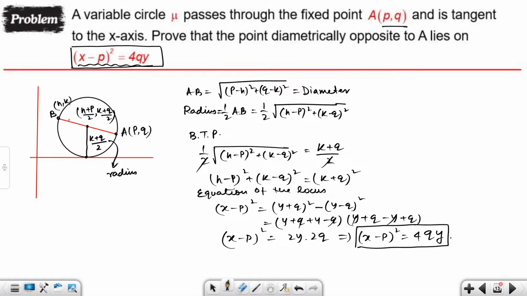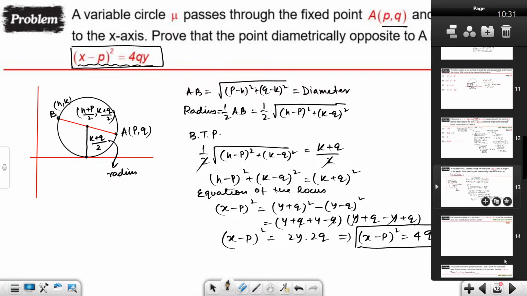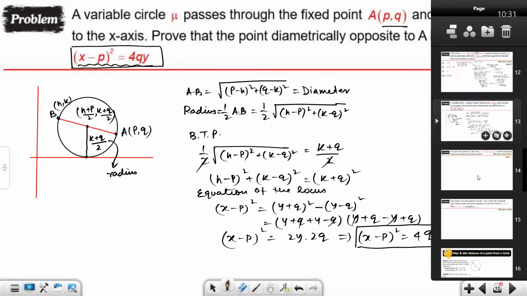Is it clear? So this is the equation of the locus. Locus of which point? Point B. What is point B? It is simply diametrically opposite to the point A. Hence proved. Is it clear now? Absolutely. Okay. So let us move on to another problem.